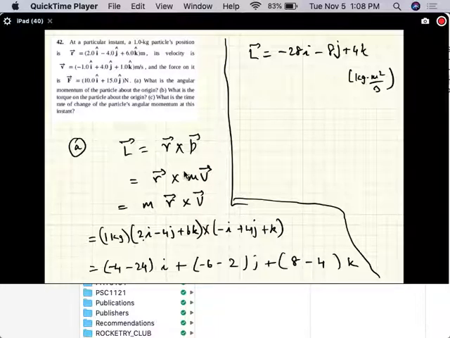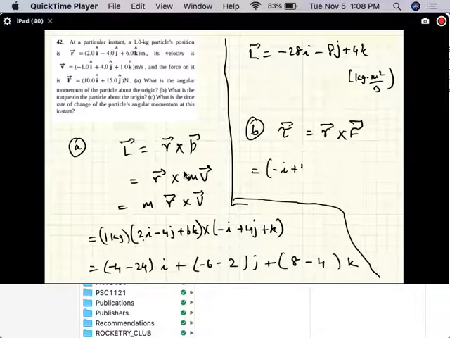Okay, part B, they ask you the torque. Torque is r cross F, so we are finding that cross product. And r is 2i minus 4j plus 6k. And F is 10i plus 15j, and the k component is of course 0.